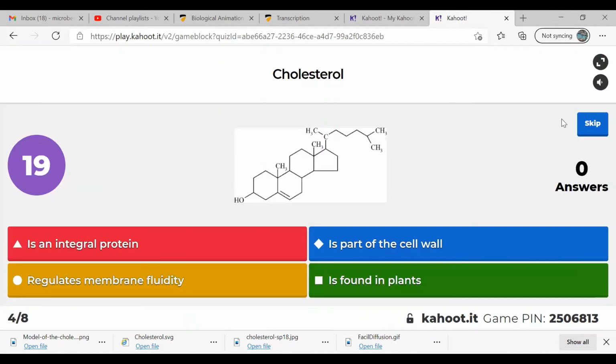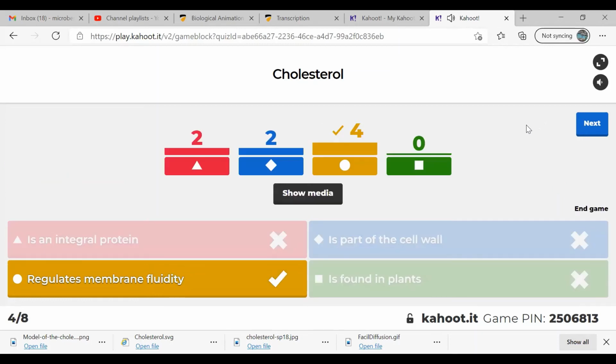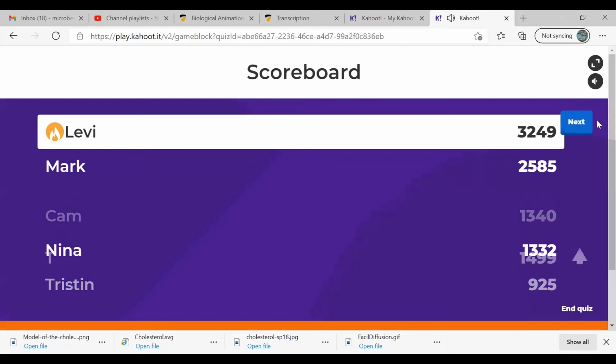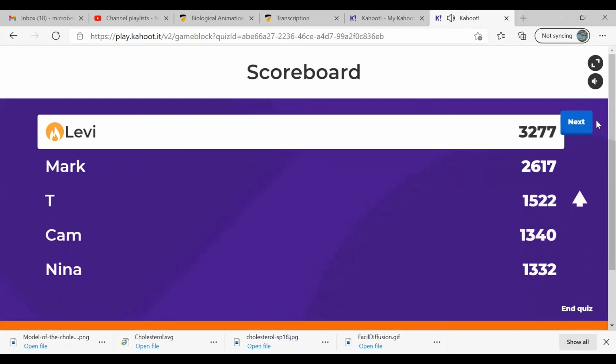Number 4, cholesterol is what? So cholesterol regulates membrane fluidity. It is not a protein. Cholesterol is a lipid, and it is not part of the cell wall. It is part of the cell membrane. So make sure you know the difference between a cell wall and a cell membrane. Cell membrane is, of course, made of phospholipids and proteins, and the cell wall is what we just talked about. So we're talking about cellulose and peptidoglycan and chitin and a few other things.